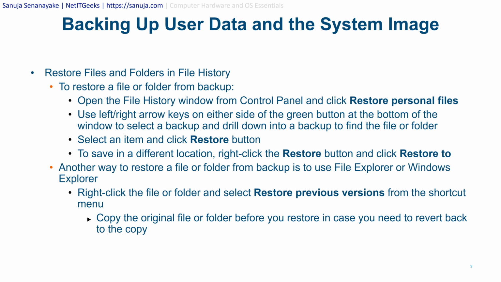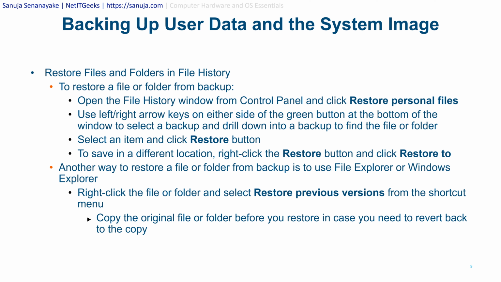Restoring files and folders in File History is very simple. To restore a file or a folder from backup, you basically open the File History window from the Control Panel and click Restore Personal Files. Use the left and right arrow keys on either side of the green button at the bottom of the window to select a backup and drill down into the backup to find the file or folder. Select an item and click the Restore button. And to save to a different location, you can right-click, choose the restore option, and click Restore To another location.